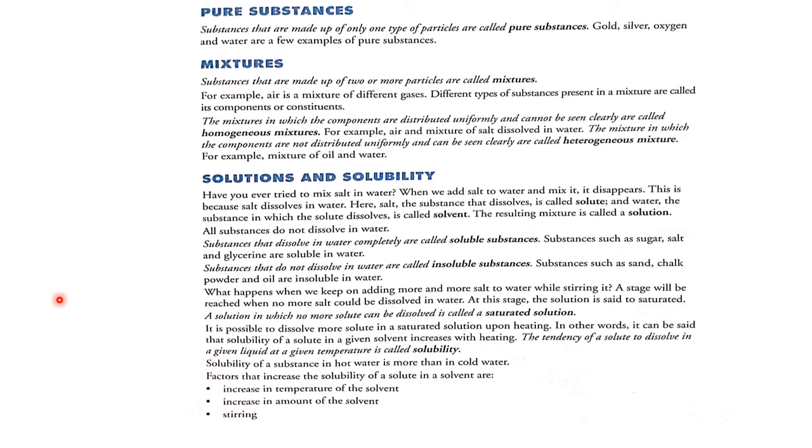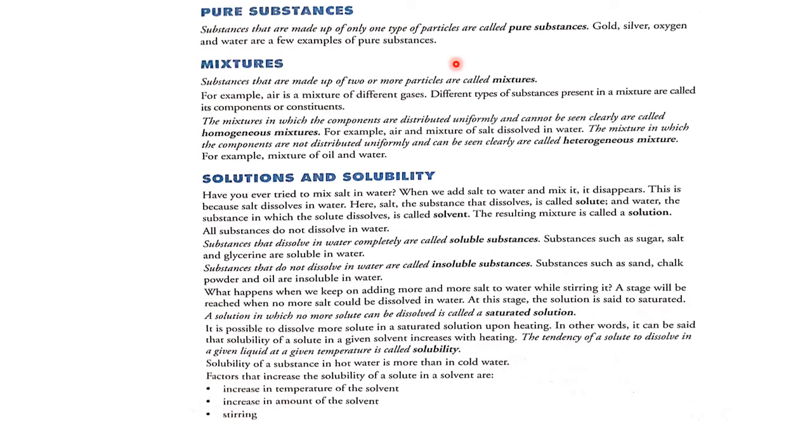Now let's read pure substances. So now let's see what are pure substances. Substances that are made up of only one type of particles are called pure substances. Gold, silver, oxygen and water are a few examples of pure substances. So what is a pure substance?